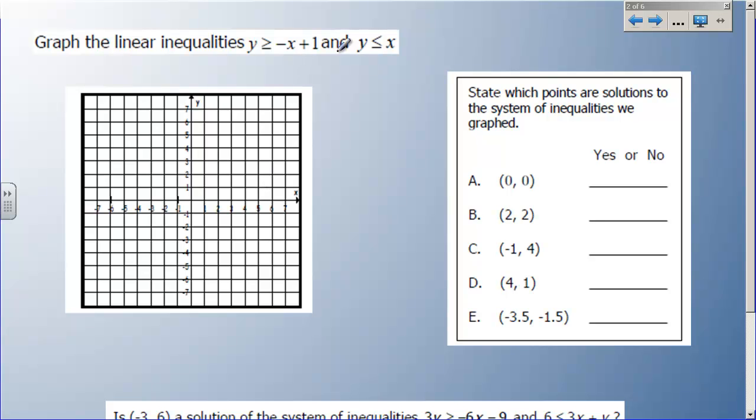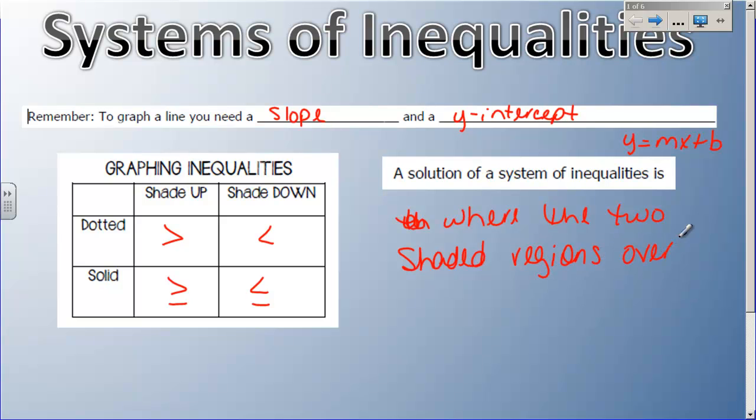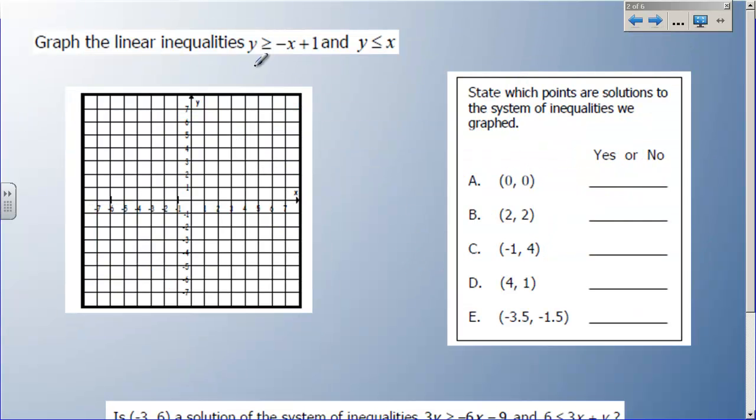So we're going to graph these two inequalities really quick. Oh, I forgot something. A solution to a system of inequalities is where the two shaded regions overlap, because remember when we do an inequality we shade. We're going to graph two inequalities this time, and they're each going to have their own little shaded region, and where the shaded regions overlap is where you have a solution. So we're going to graph these two, and then we're going to look at the solution area and determine if these are actually solutions to it or not.